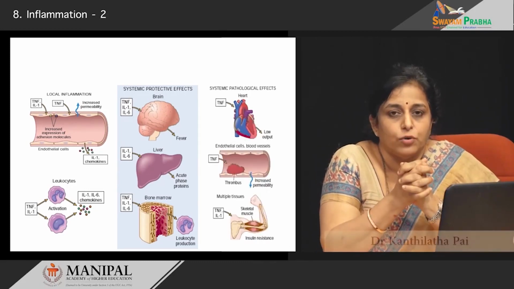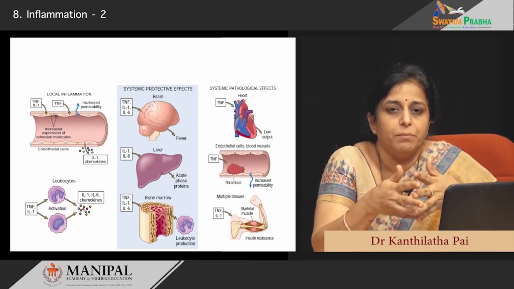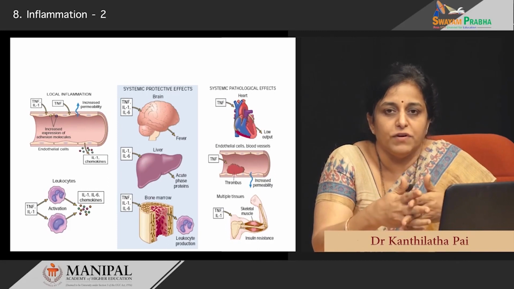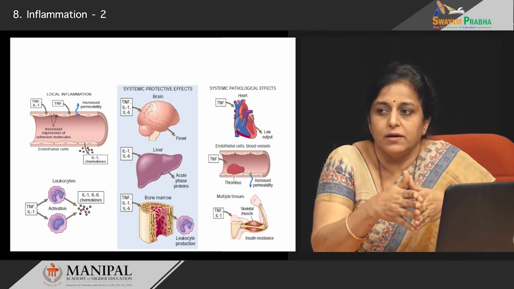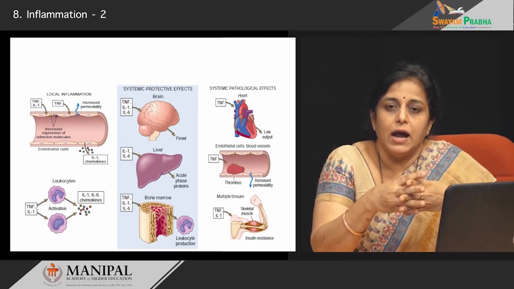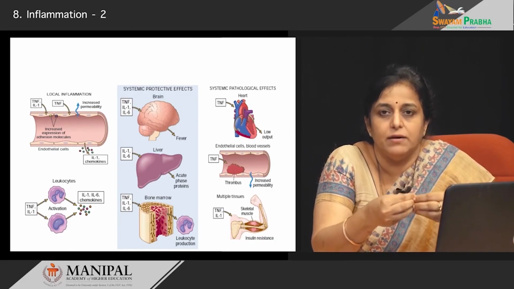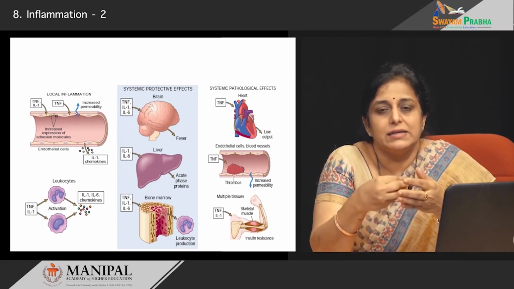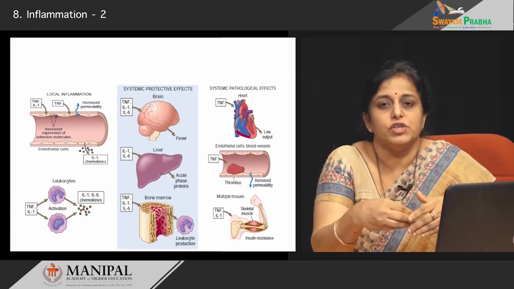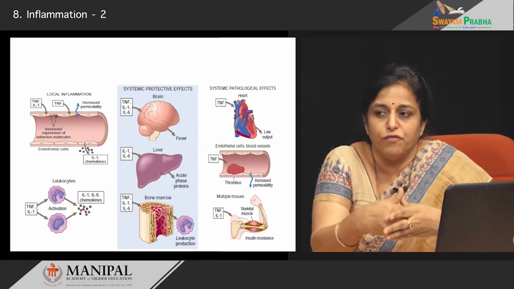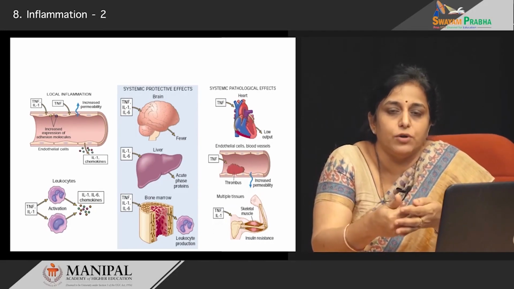But if these cytokines are produced in massive amounts, for example, in a patient with septicemia, these can have deleterious effects on the body. It can suppress the heart, resulting in low cardiac output. It can cause widespread endothelial activation, thrombus formation, and what is called DIC or disseminated intravascular coagulation. It can also act on the skeletal muscles, resulting in insulin resistance, because of which there is hyperglycemia. These are all the adverse or deleterious effects that you see in infection because of massive release of cytokines occurring in patients with septicemia.